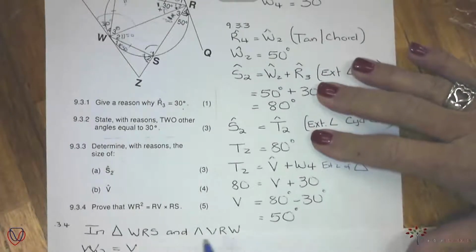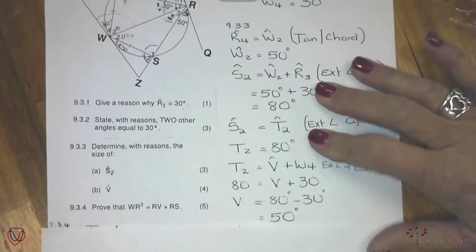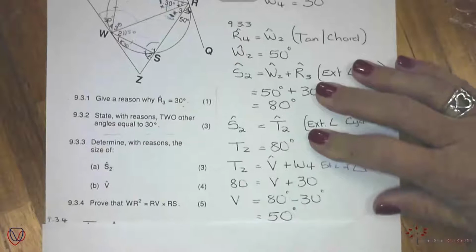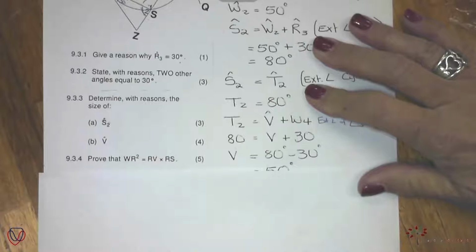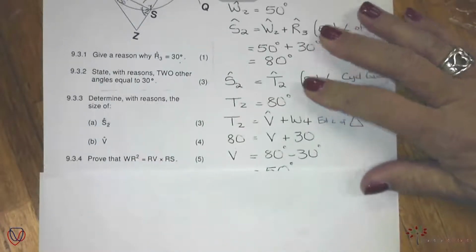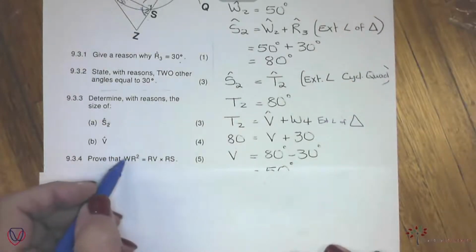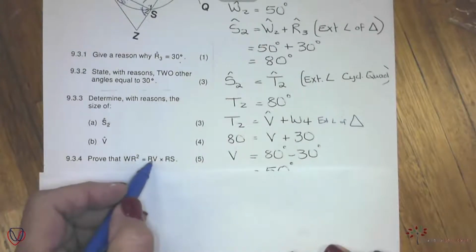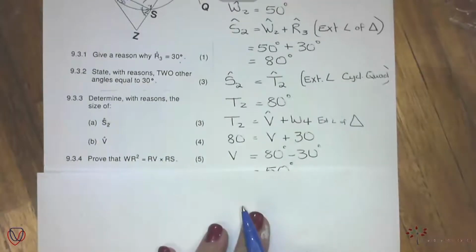9.3.4. Just write the number in there. Okay, what would they say there? They said, prove that WR squared is RV times RS. Wow. We've done easy things up to now, and all of a sudden they say, prove that WR squared is RV times RS. Now, people, if they ask something like this, it's normally in connection with similar triangles.